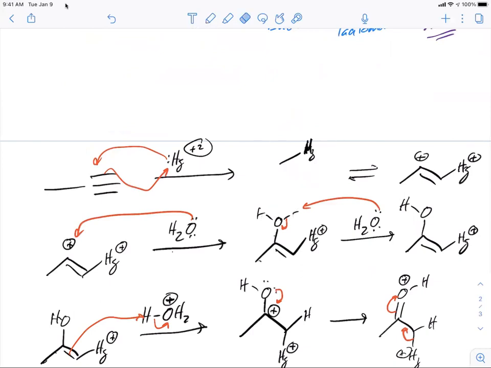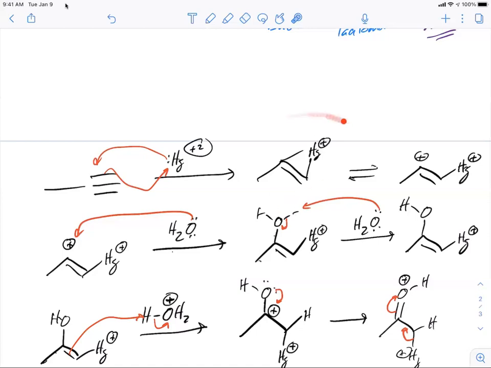Oh, I didn't mean to erase that. Anybody else feel my pain? Okay, so we need to put that back. So we have our mercury here. This is what I meant to do.